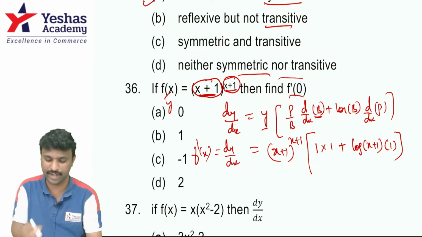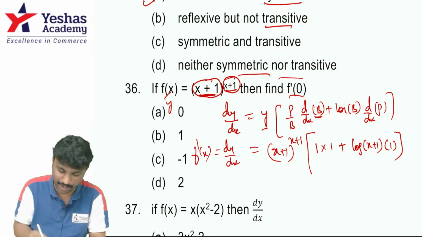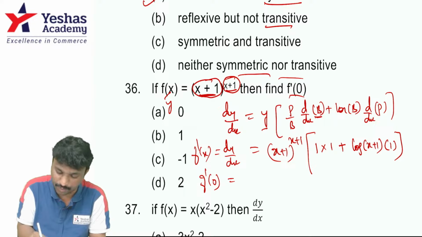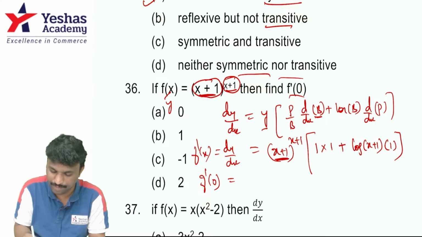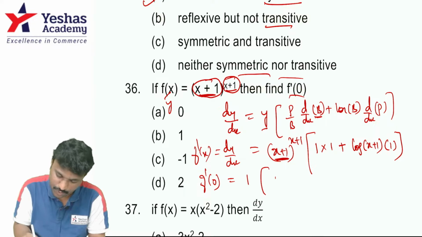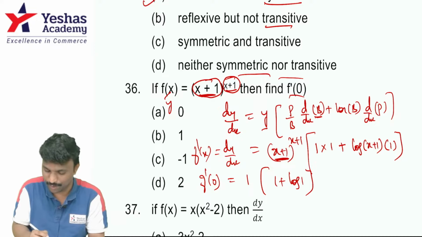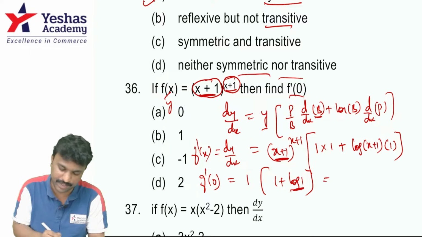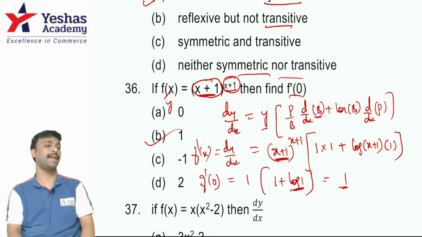Now we are asked to find f dash of 0. So wherever x is there, you have to put x equal to 0. So if I put x equal to 0, 1 power 1 is 1. So 1 plus log 1 into 1 is log 1 only. So log 1 value is 0. So 1 plus 0 is 1. 1 into 1 is 1. So option B is the right answer.